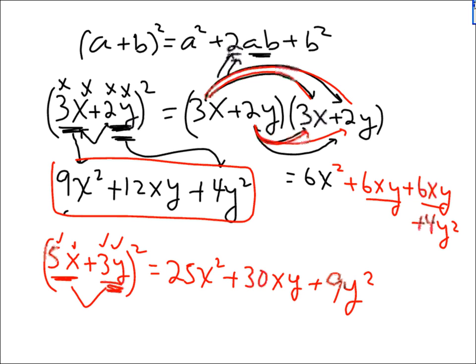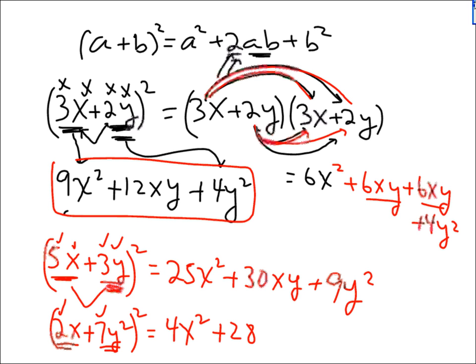Problem's done. You had 2x plus 7y squared. Well, 2x and 7y squared. When you square the first, when you square 2x, that's 2 squared, that's x squared. Plus, 2 times 7 is 14, times 2 is 28, times x times y squared. Plus, now I have to square 7y squared. That's 7 squared, and y squared squared. You multiply the powers, you get y to the 4.